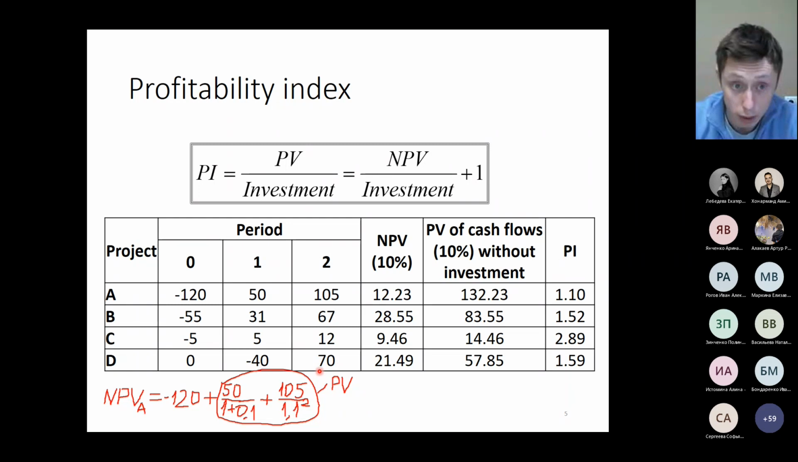And how we estimate profitability index, we either divide the present value of all cash flows that we received by the present value of all cash flows that we pay. Alternatively, if in NPV we included both incoming and outflow of the cash flows, we would divide NPV by investment and we would add 1.